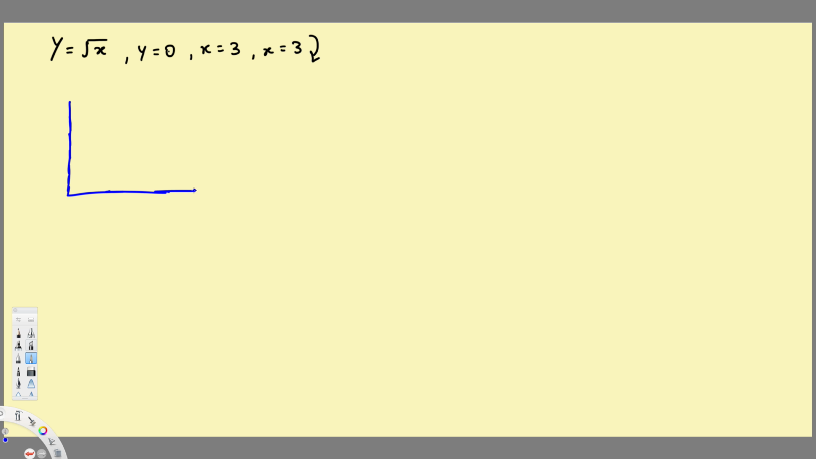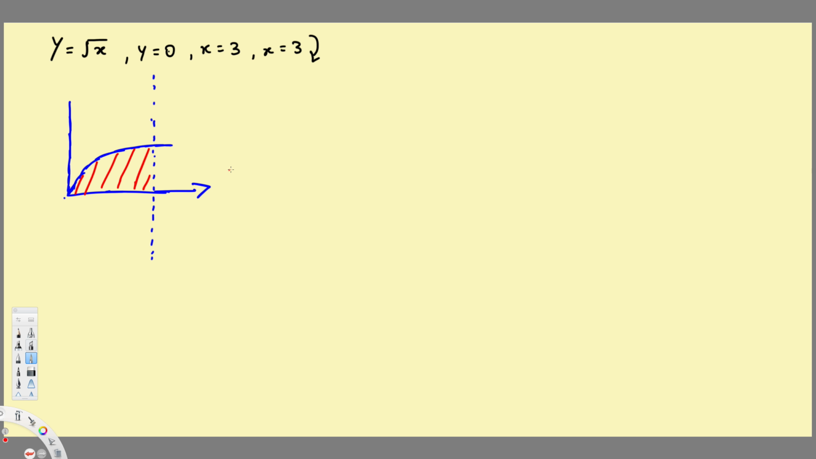For y equals root x, the graph is going to look like this. They are saying it's rotating around x equals 3, so let's say this is 3, x equals 3. This is going from y equals 0, x equals 3, and this is the region we are trying to find. This is the volume of the region we are trying to find.